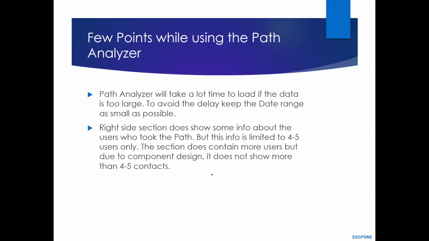So you will see the name of the user, whatever information you have collected, either it would be name or your email address, that will be displayed. But this information is limited to 4 to 5 users. This section has information about almost all the users, but Sitecore does not give a scroll bar in that section, so you won't be able to see more than 4 or 5.